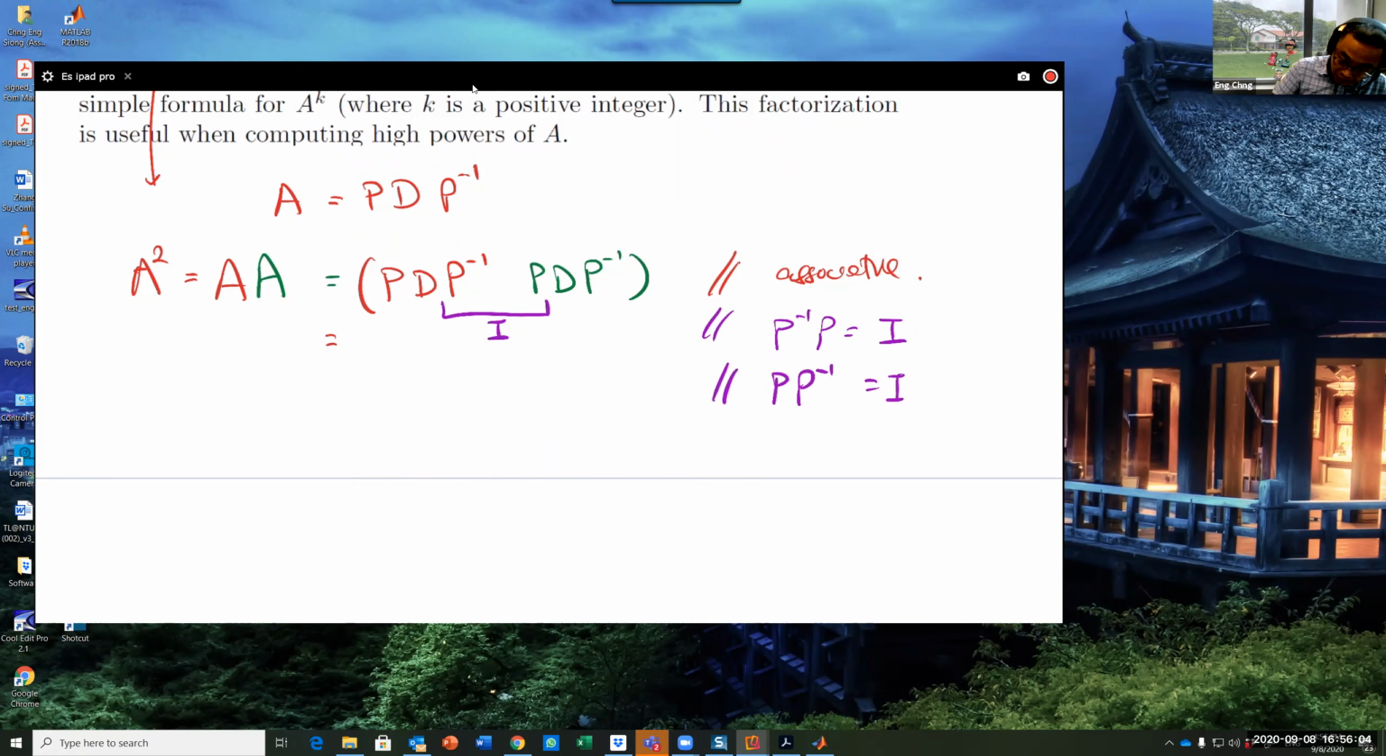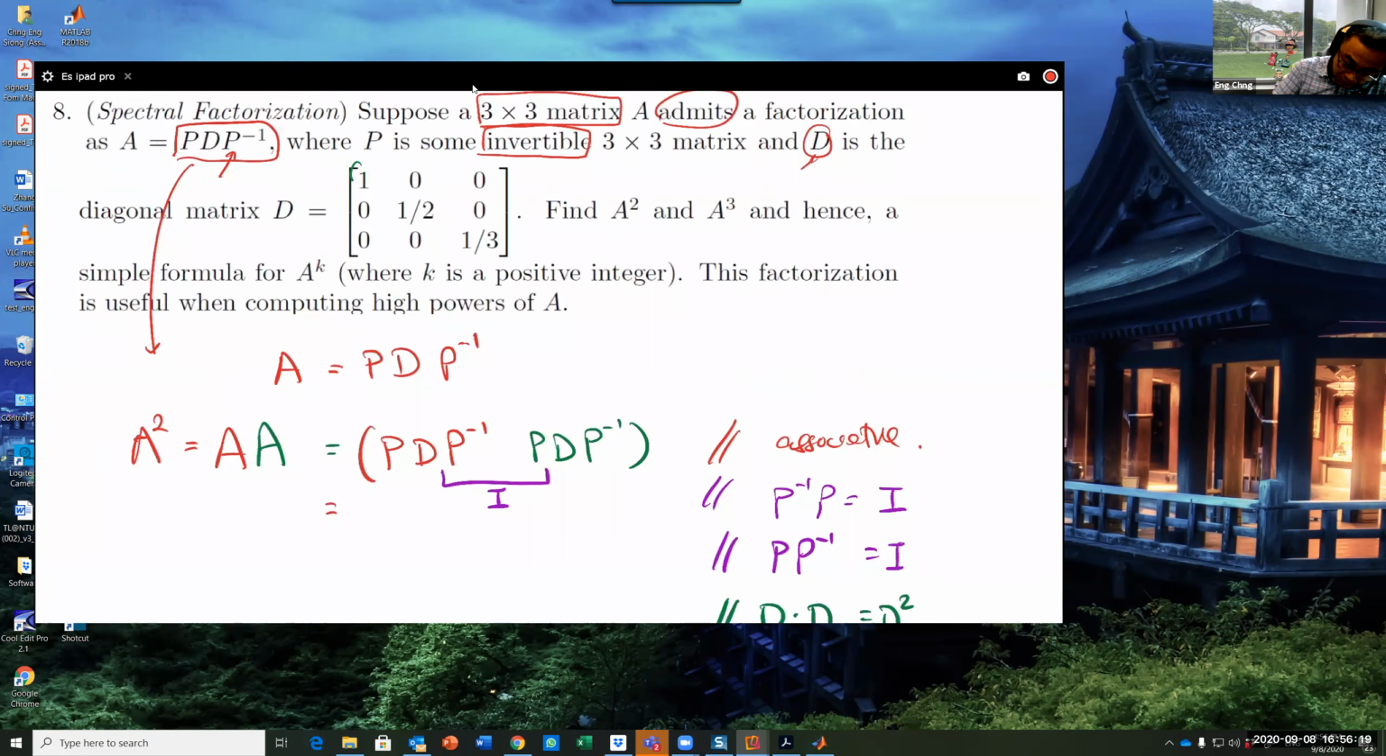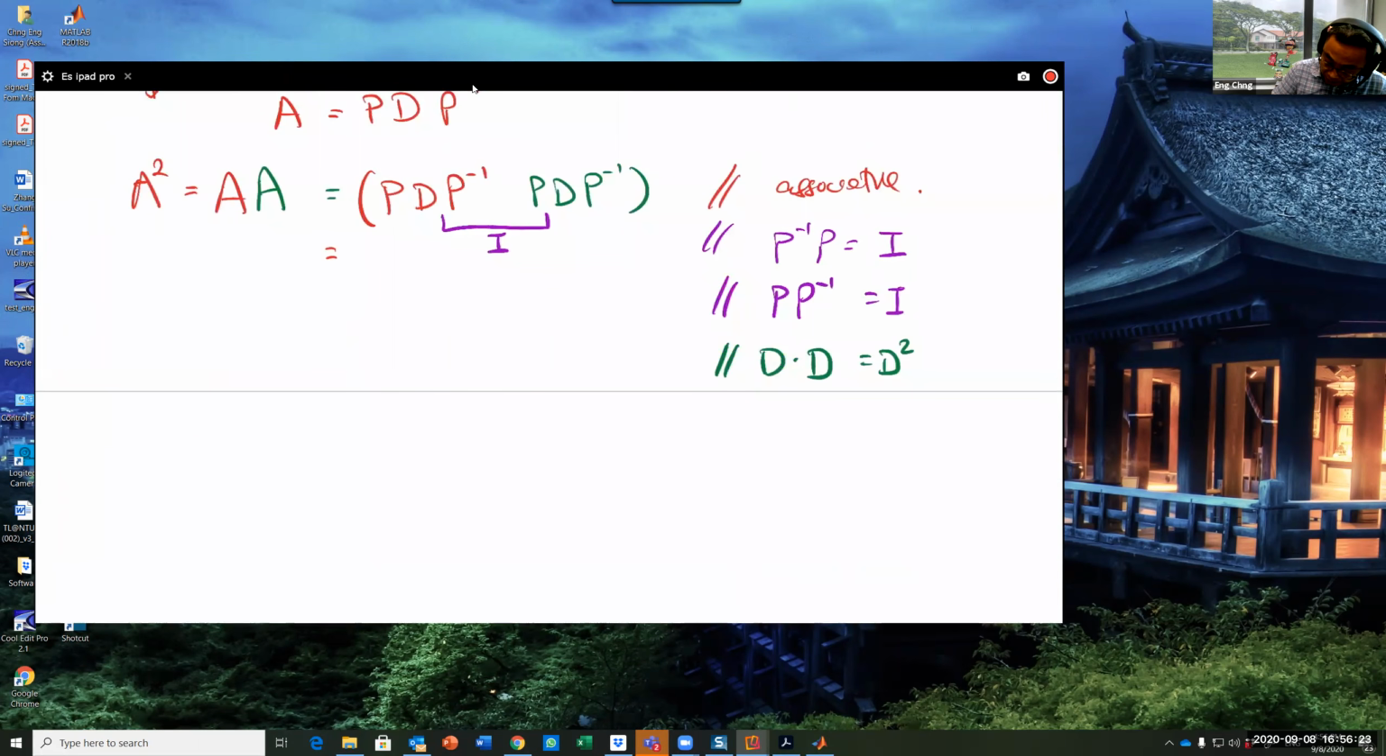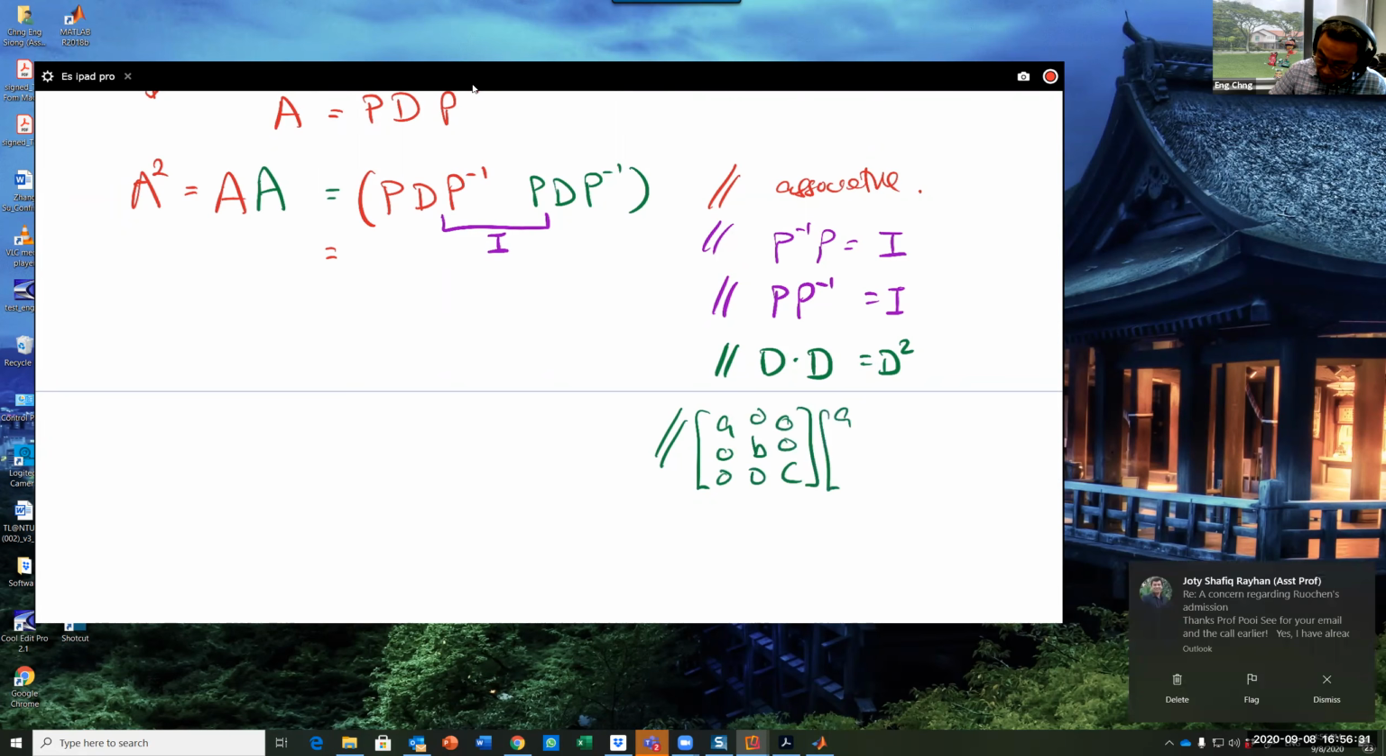So then, what about D times D, guys? So let's try D times D. D times D, of course, is D square. But what's so special about D? D is a diagonal. So let's study a diagonal carefully. Let's do A, B, C times A, B, C.